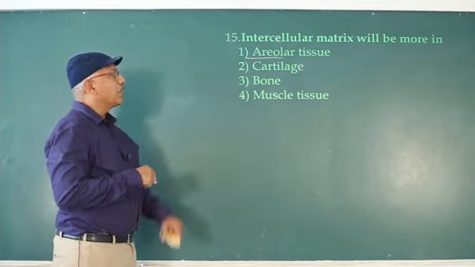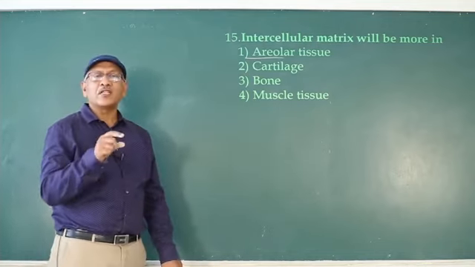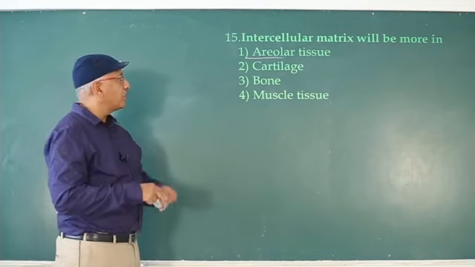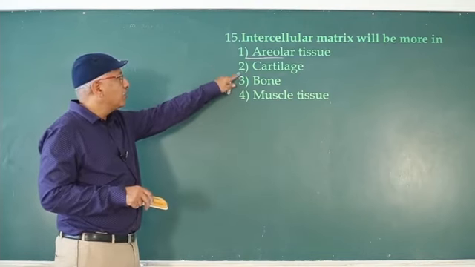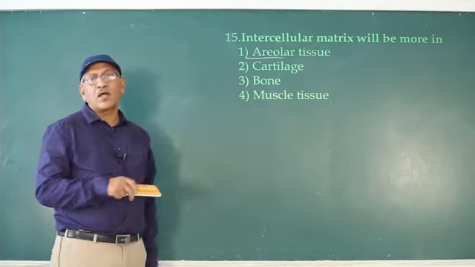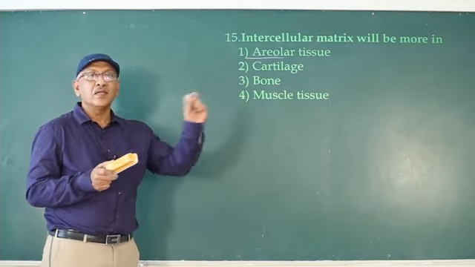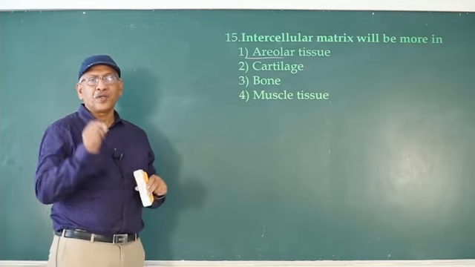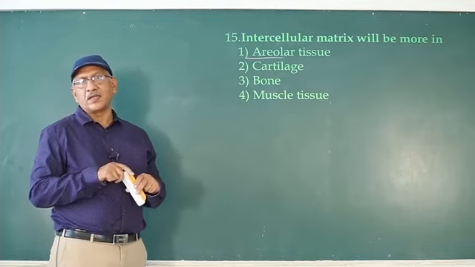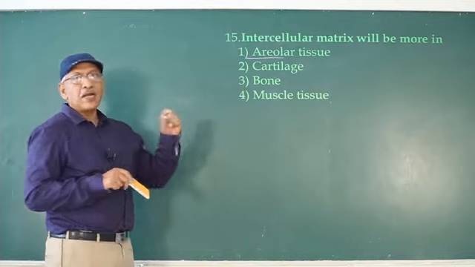Matrix is more in areolar connective tissue. Actually, matrix is more in connective tissue. The remaining two are also connective. In muscular tissue, matrix is absent. Matrix is less in epithelial tissue. In connective tissue, matrix is more.